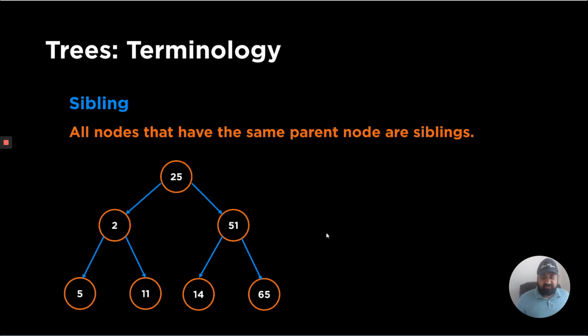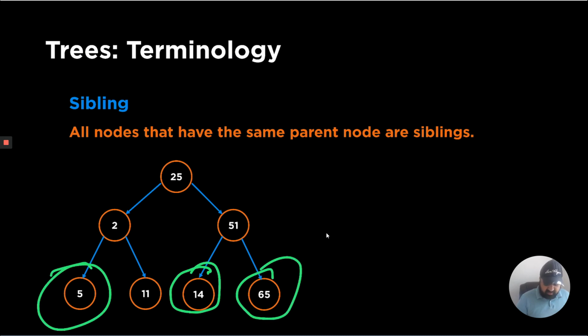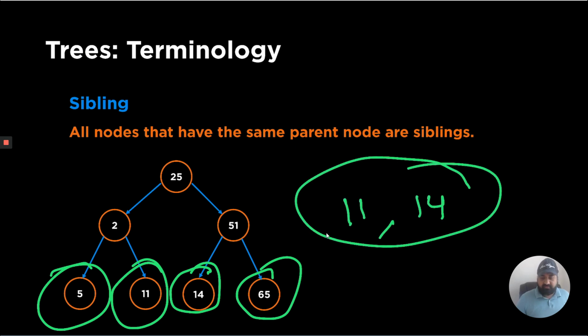Next, we have the terminology of sibling, which is all nodes that have the same parent. In this case, 14 and 65 are siblings, and 5 and 11 are siblings. So what can we say about 11 and 14? Are they siblings? Actually, that's false because they do not have a common parent. 5 and 11's parent is 2, while 14 and 65's parent is 51.